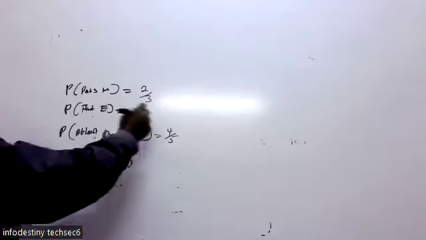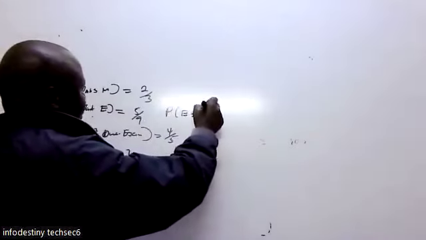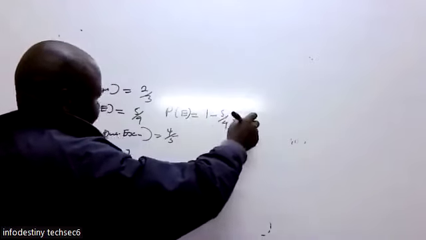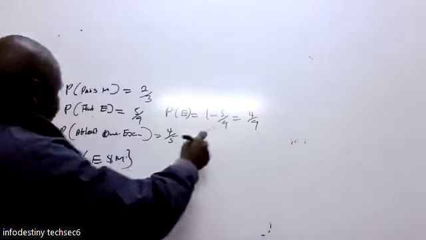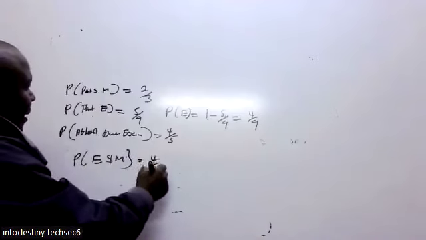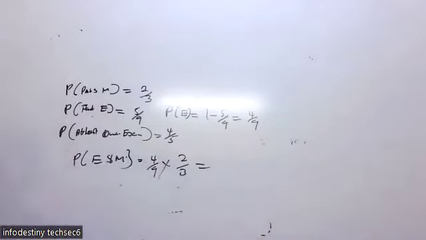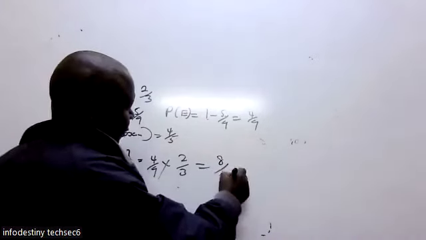Now, the probability that the students will pass English will be equal to 1 minus 5/9, to give us 4/9. So the probability that they are going to pass English and Maths will be equal to 4/9 multiplied by 2/3. Got it? 8/27.